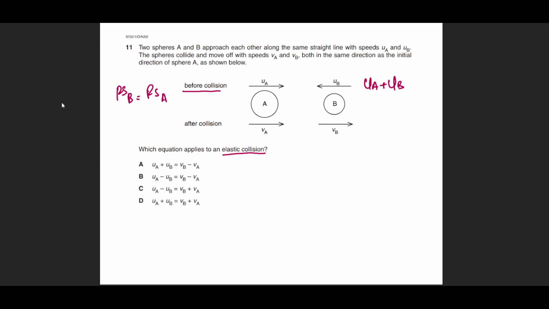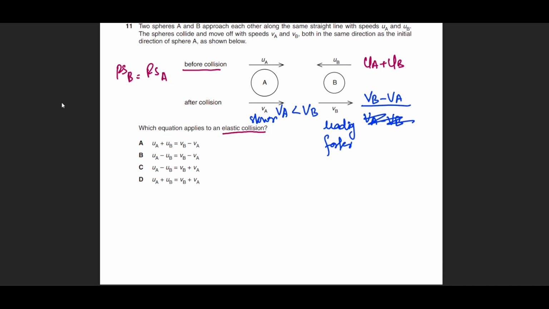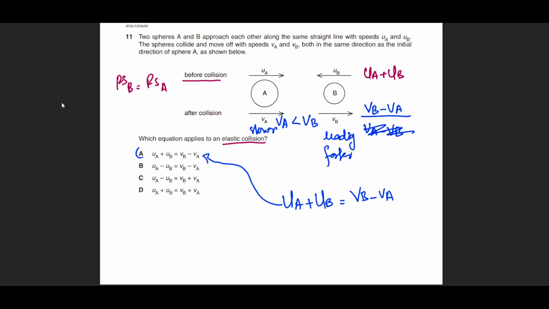And after the collision, now they're moving in the same direction. So I should be using subtraction. So it could be VB minus VA, or it could be VA minus VB. I could have done that, but I will choose VB minus VA. Why? Because I cannot let them collide again. I cannot let them stick together. So my VB should be greater than VA. This should be in the leading position. This should be faster, and this one should be slower so that it does not catch up to VB again, right? So the equation becomes UA plus UB equals VB minus VA. And we can very well clearly see that this is option A.